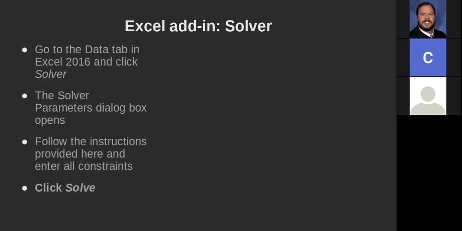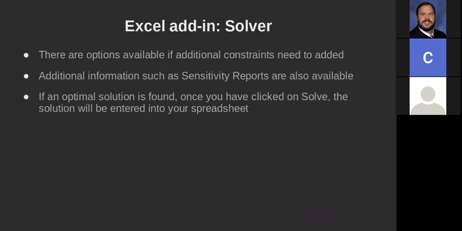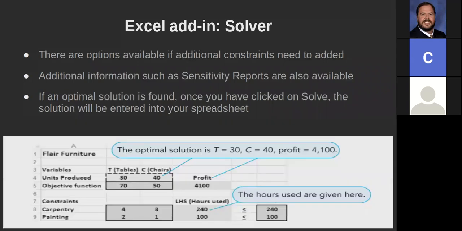Go to the Data tab in Excel 2016 and click Solver. The Solver Parameters dialog box opens. Follow the instructions provided here and enter all constraints. Then click Solve. There are additional options available at this point, like adding constraints or including sensitivity reports. If an optimal solution is found once you have clicked on Solve, the solution will be entered into your spreadsheet.